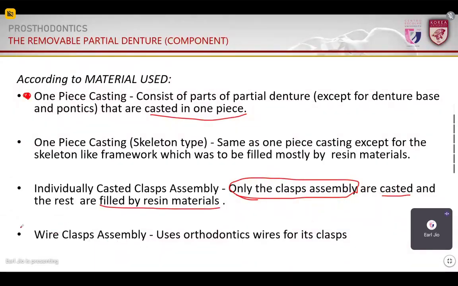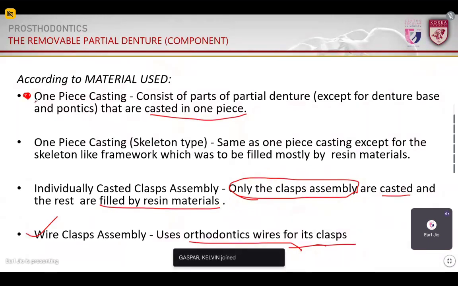And then wire clasp assembly, usually meant for an immediate denture or a temporary denture, uses orthodontic wires for its clasp or regular wrought wire clasp. Okay. But then again, ang focus natin will always be one-piece casting for a definitive removable partial denture prosthesis.